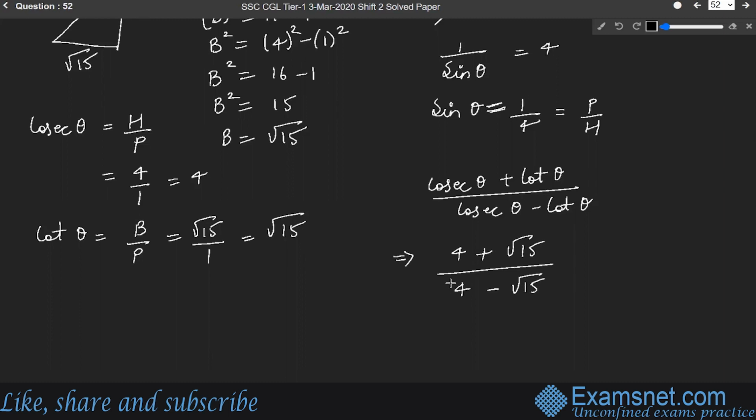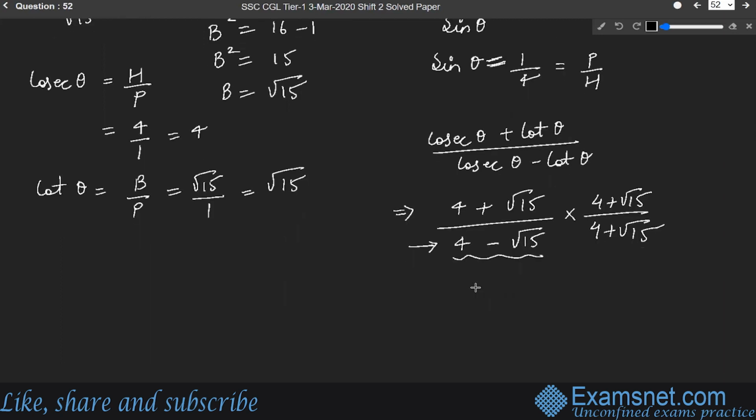Now, since this value cannot be solved further, let us do one thing. Let us rationalize this term. Okay, how to rationalize a term? We simply have to look at the denominator. Then we have to multiply and divide by the denominator with its sign changed. Here there is 4 minus root 15. It means we have to multiply and divide by 4 plus root 15. All right. In this way, we rationalize the given terms.